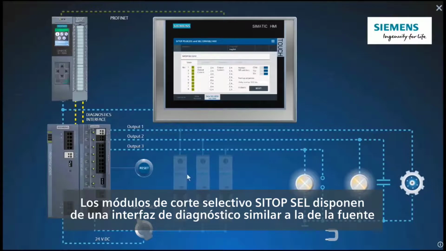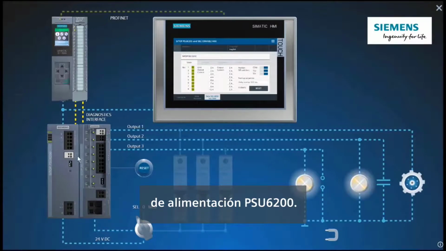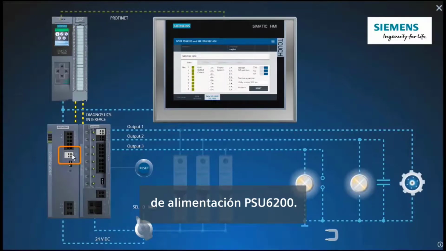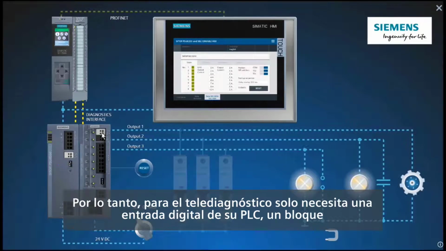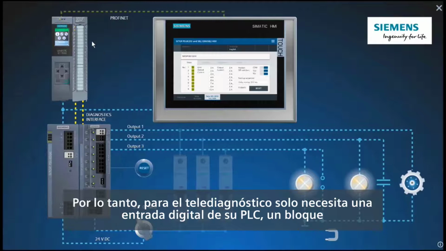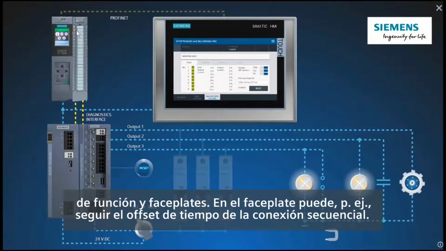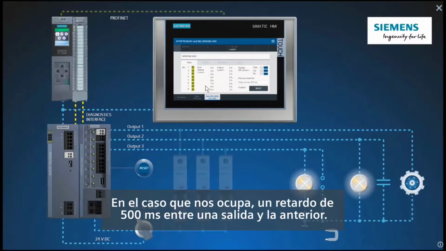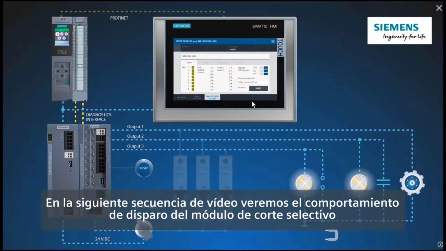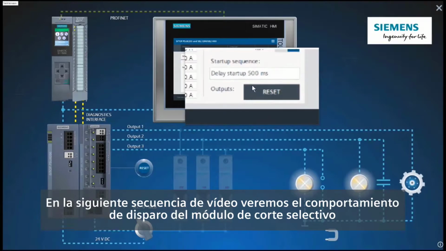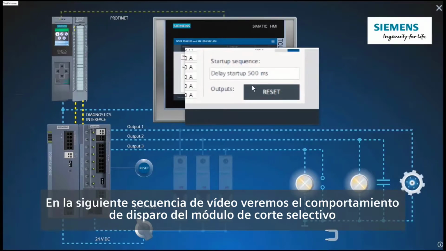The SITOP cell selectivity modules have a similar diagnostics interface to the PSU6200 power supply. For remote diagnostics, therefore, you also only need one digital input of your PLC, one function block, and faceplates. On the faceplate you can, for example, trace the time offset for sequential switch on. In this case, a 500 millisecond delay between one output and the previous one.